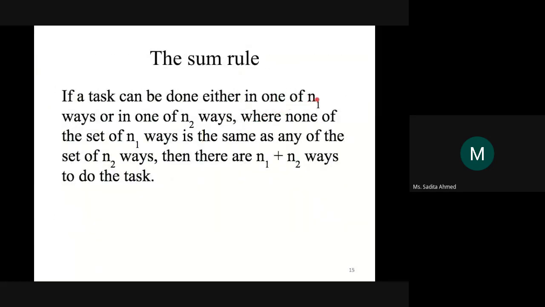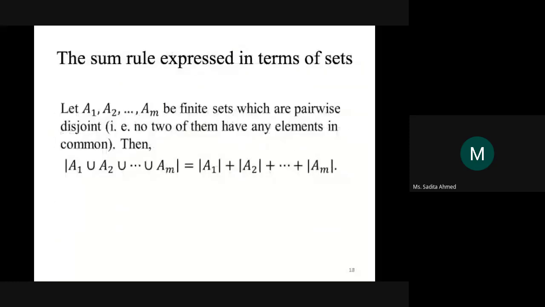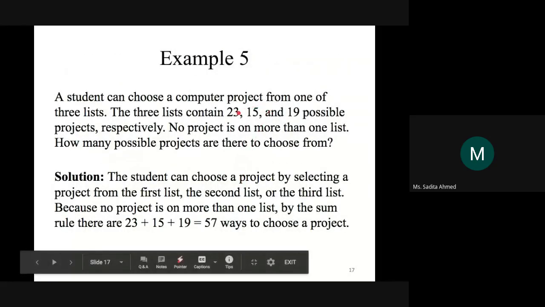You have a set of N1 ways, a set of N2 ways, a set of N3 ways, where none of the set of N1 ways is the same as any of the set of N2 ways or N3 ways, and vice versa, right? In that case, the total number of ways to do the task would be what? It would be 23 plus 15 plus 19, 57.